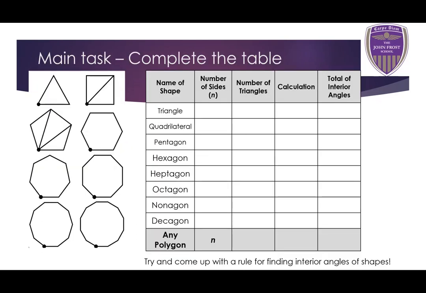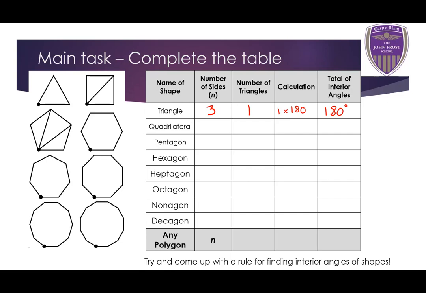So let's jump into the main task. Your task for this lesson is to complete this table, okay? You've got all the shapes on the left: triangle, quadrilateral or a square, pentagon, hexagon, heptagon, octagon, nonagon, decagon. These are just the number of sides of the shapes. I'm going to do the first three for you. How many sides does a triangle have? Well, it has 3 sides. How many triangles are in a triangle? Only one. We know the interior angles of a triangle add up to 180, so our calculation is 1 times 180, which equals 180 degrees.